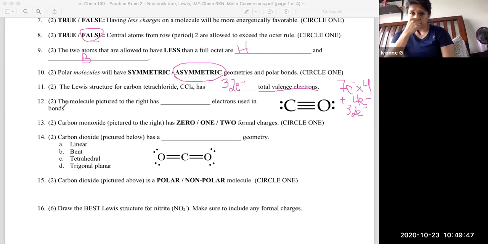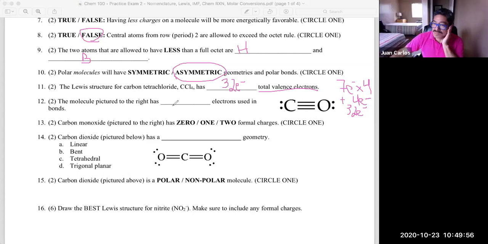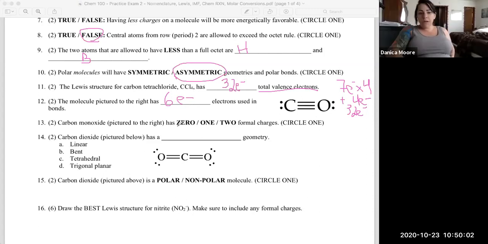Excellent. The molecule pictured to the right has blank electrons used in bonds. 6 electrons. Everybody all right with that? If we have a triple bond, each one of those lines represents 2 electrons. So 2 times 3 gives us 6 electrons.